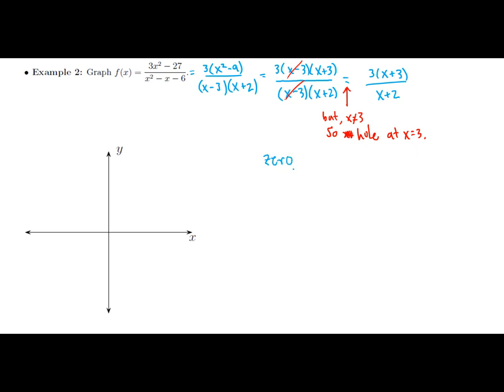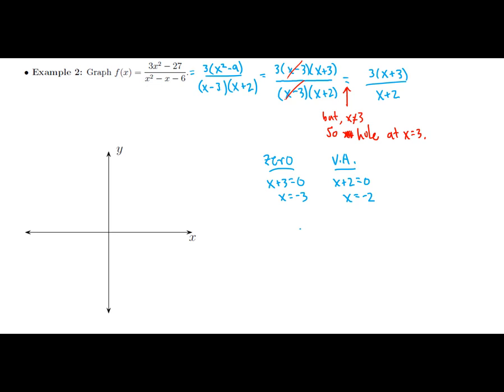Since there's only one factor on top, we can see there's only one 0. So x plus 3 equals 0, so that means x equals negative 3 is a 0. And for the vertical asymptote, we have x plus 2 equals 0, so x equals negative 2.